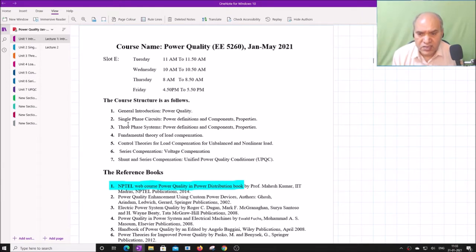The 5th one is about the shunt active power filters used to compensate unbalanced and nonlinear load. And the 6th unit is about series compensation using the series power filter, the series active filter, which is called a dynamic voltage restorer. The 7th one is basically UPQC, Unified Power Quality Conditioner. I will describe details of these devices in the next presentation, after this presentation.